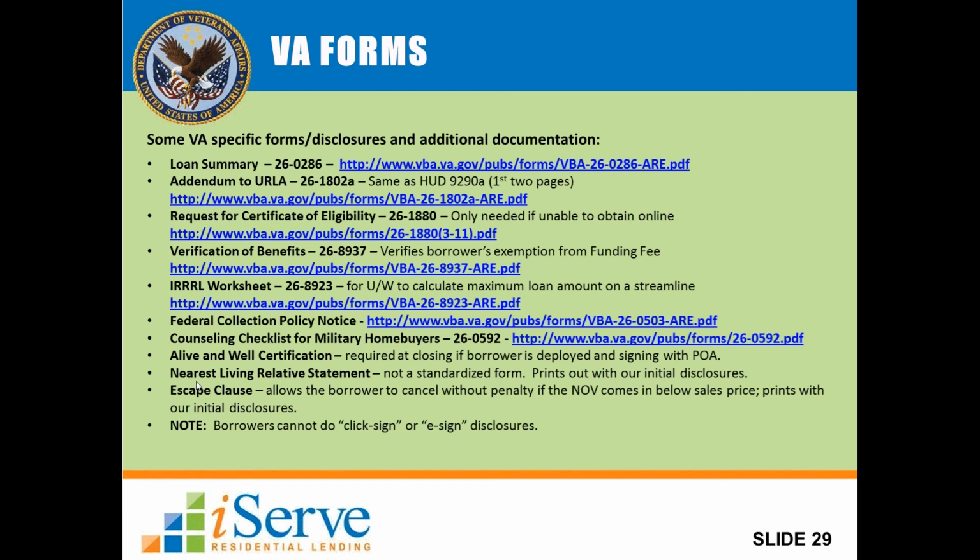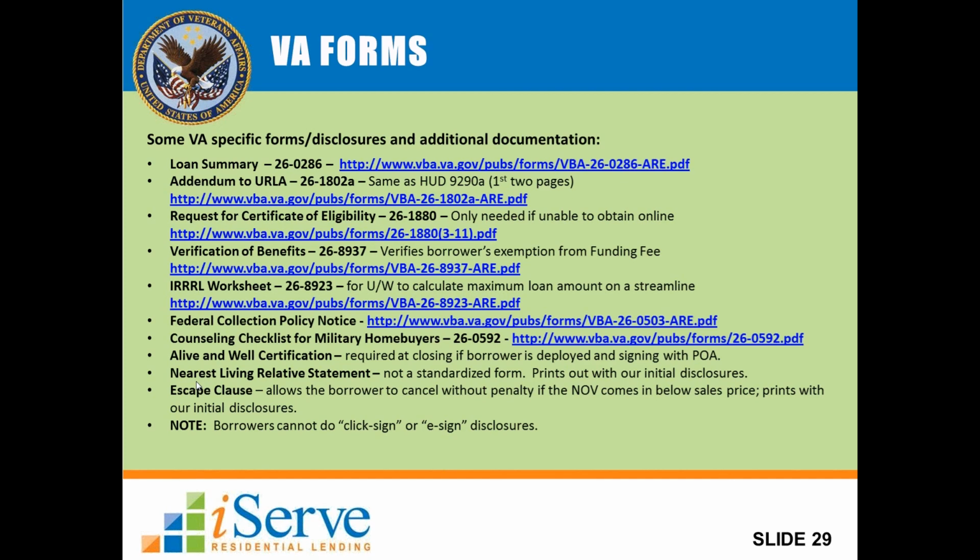The nearest living relative statement, there's going to be a form that prints out with our initial disclosure packet. On all VA loans, we just want to know the information of the nearest living blood relative to the veteran. Why VA hasn't made some sort of standard form for that, I don't know, but it will print out with our disclosure set.